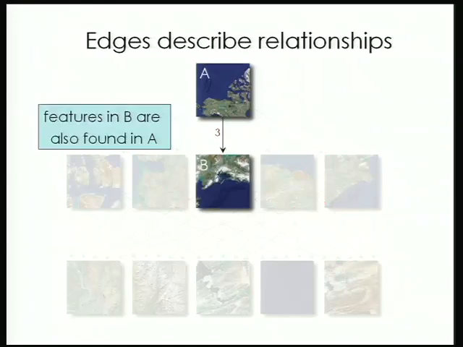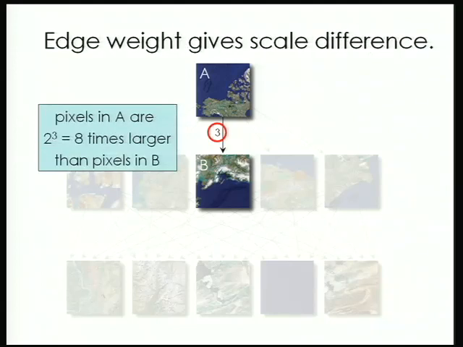As an example, let's take this edge here. It points from exemplar A to exemplar B, and this tells us that the features in B are also present in exemplar A. The graph edge weight, in this case 3, tells us the scale relationship between the exemplars. So it tells us that pixels in B have been upsampled 3 times in relation to when they appeared in exemplar A. And that's pretty much it.